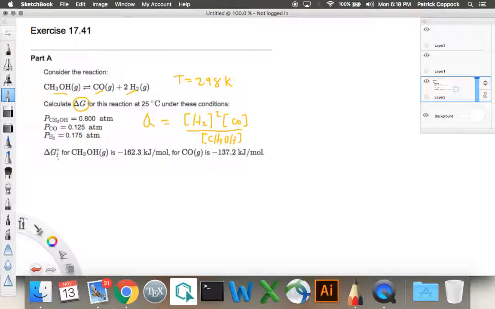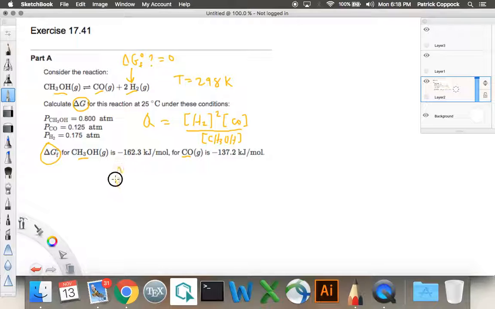And we have delta G of formation. Let's be formation for a couple of these, and not for hydrogen. Why not hydrogen? What is the standard free energy of formation for hydrogen? It's equal to 0, right? Because it's in its standard state. Okay, so we're asked to calculate delta G.